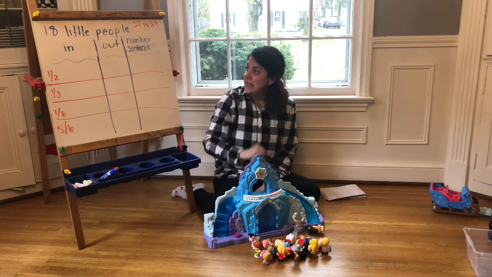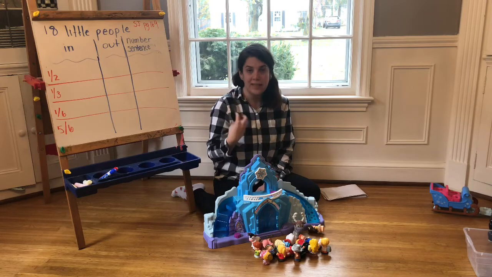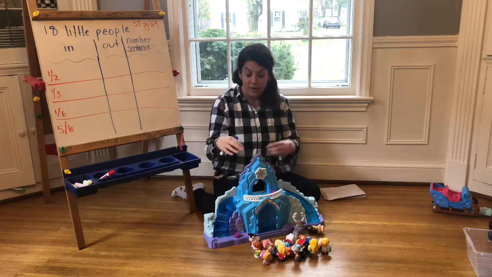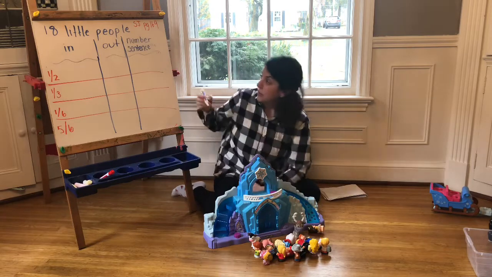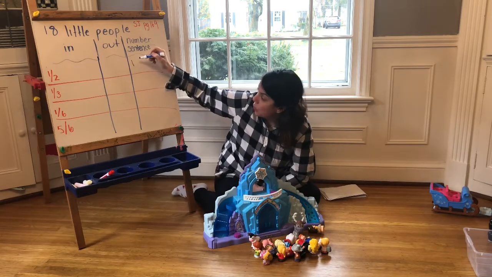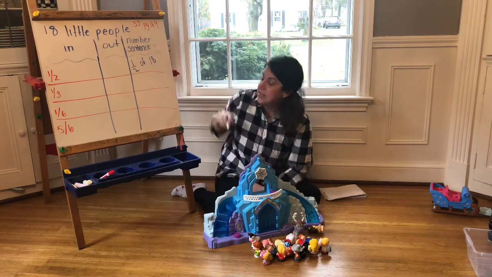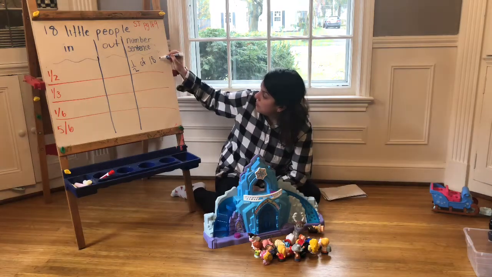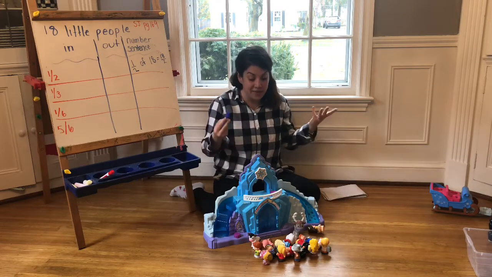So I have 18 little people, okay? If I have 18 little people, I want you to think about what is 1/2 of the little people that are going to be in Elsa's Castle. In other words, what is 1/2 of 18? Well, we know that's another way of saying 18 halves. What is 18 halves? Well, I know 9 is half of 18.